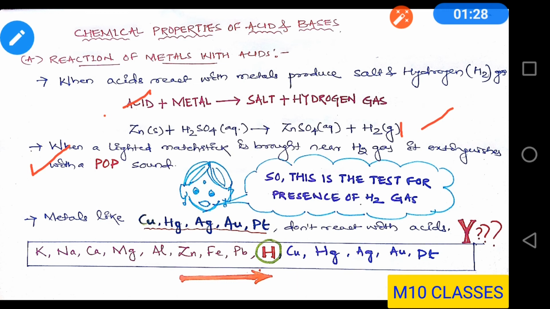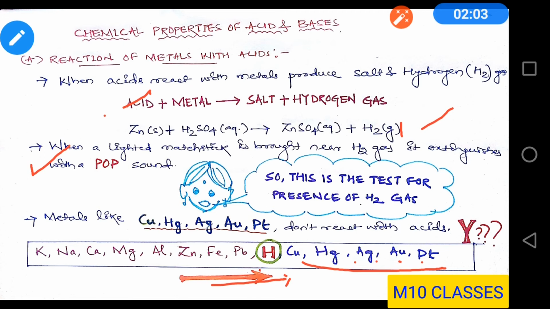Now metals like copper, mercury, silver, gold and platinum do not react with acid. Why is it so? Previously I have already told you about the reactivity series, and if you see the reactivity series here, you can see that copper, mercury, silver and platinum are all less reactive than hydrogen, and as they are less reactive than hydrogen, they cannot displace hydrogen from acid.